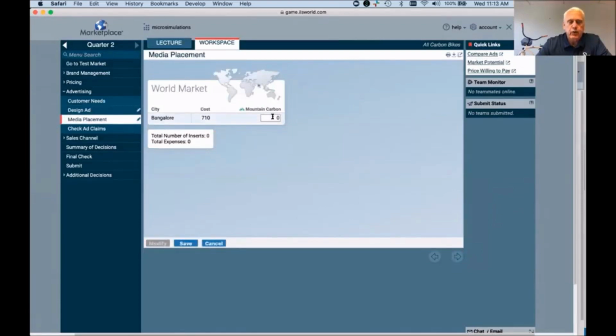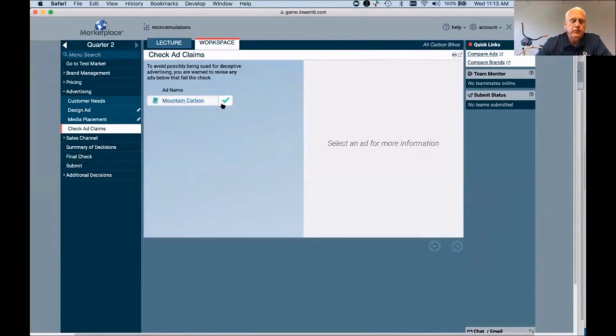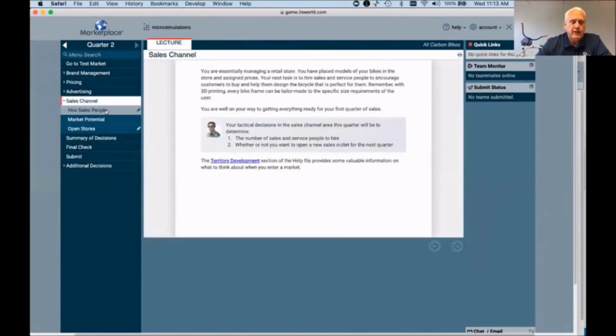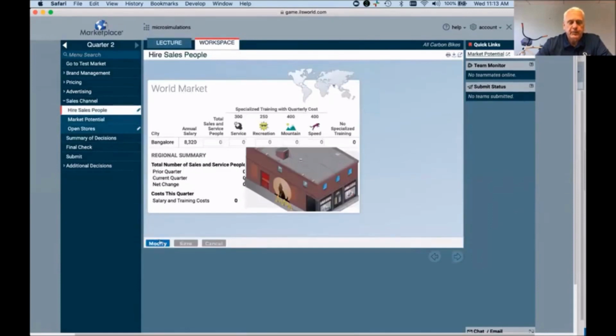I'm in Bangalore, and I'm going to do 6 insertions over the next several weeks, and this is my cost. I can check my ad claims. Everything is good. I had no errors. I go to my sales channel. I have to hire salespeople, and you can hire up to 7 salespeople.